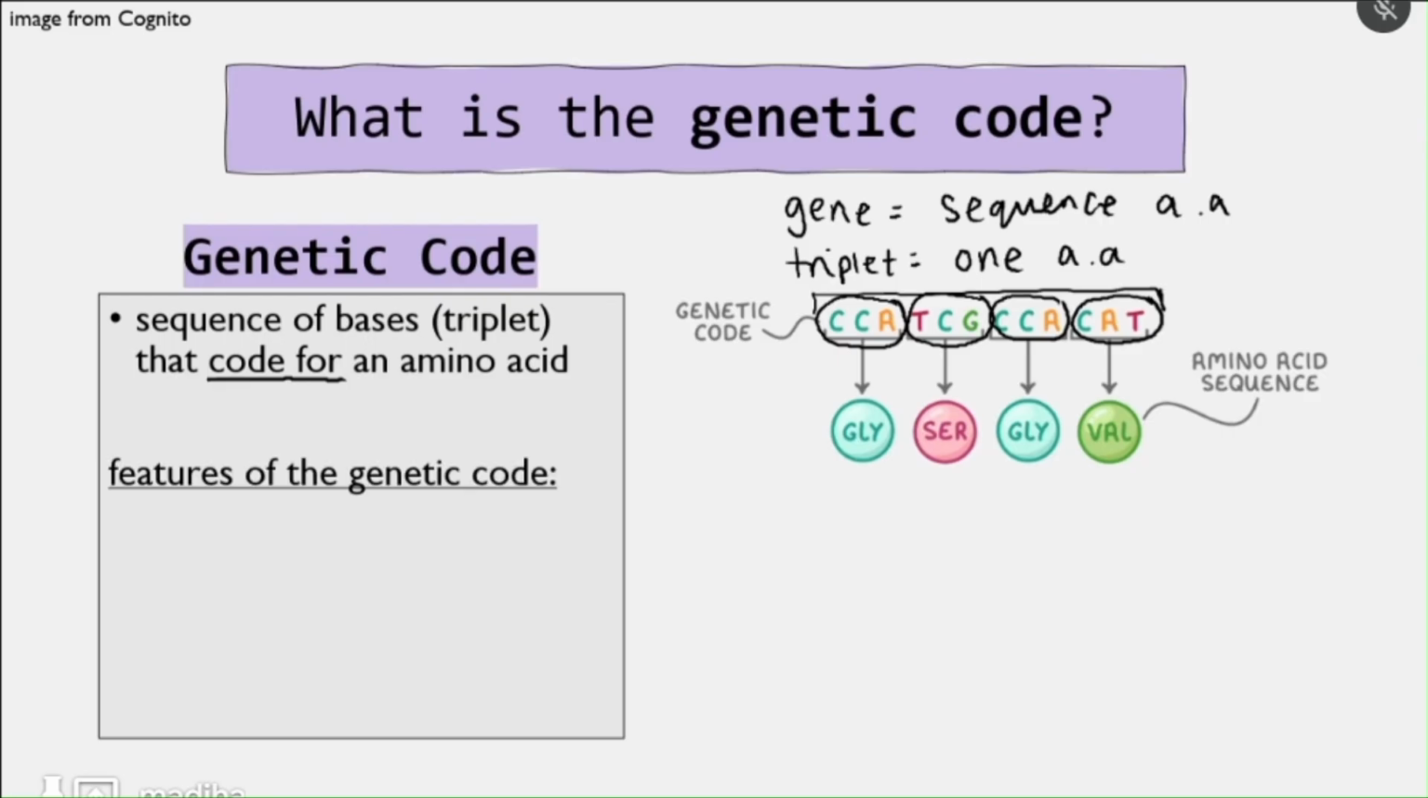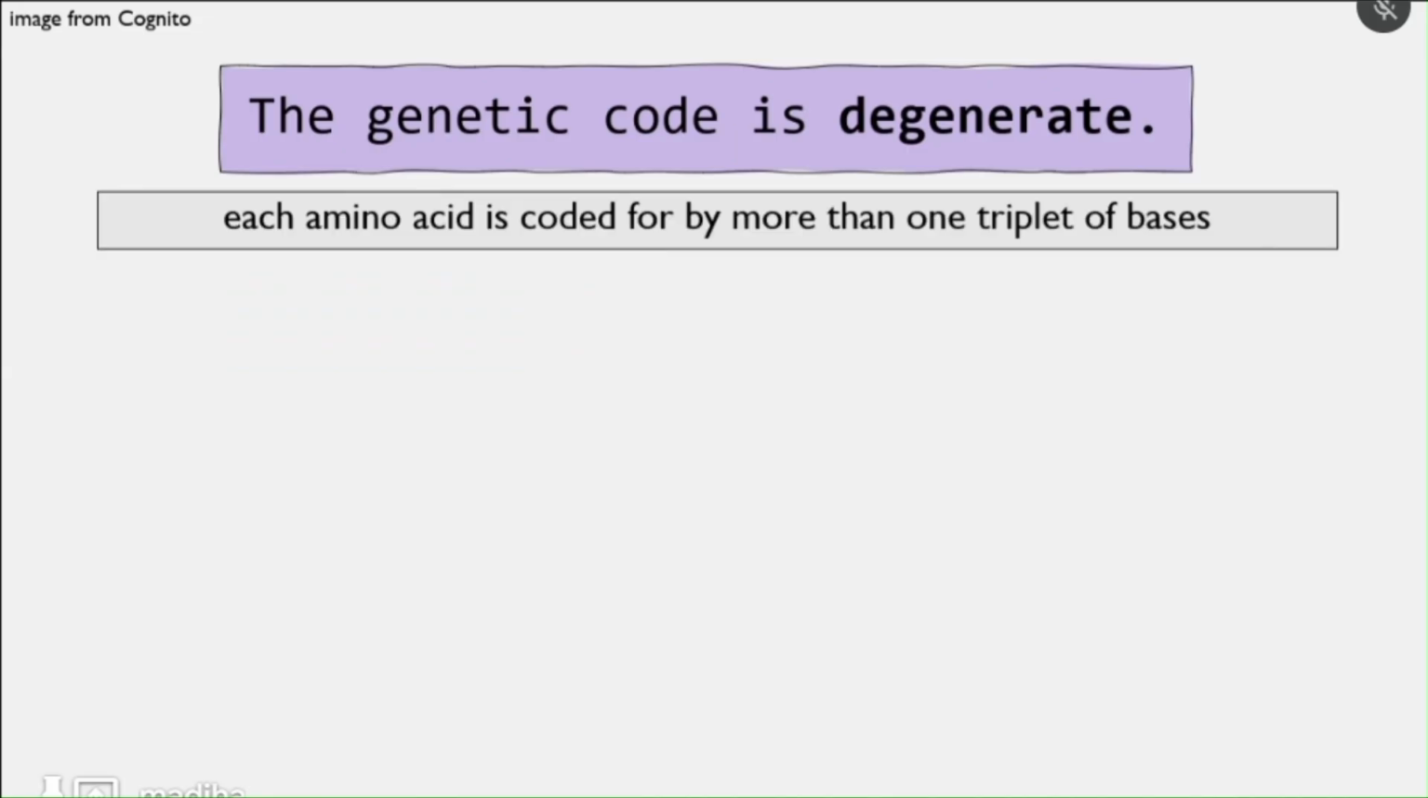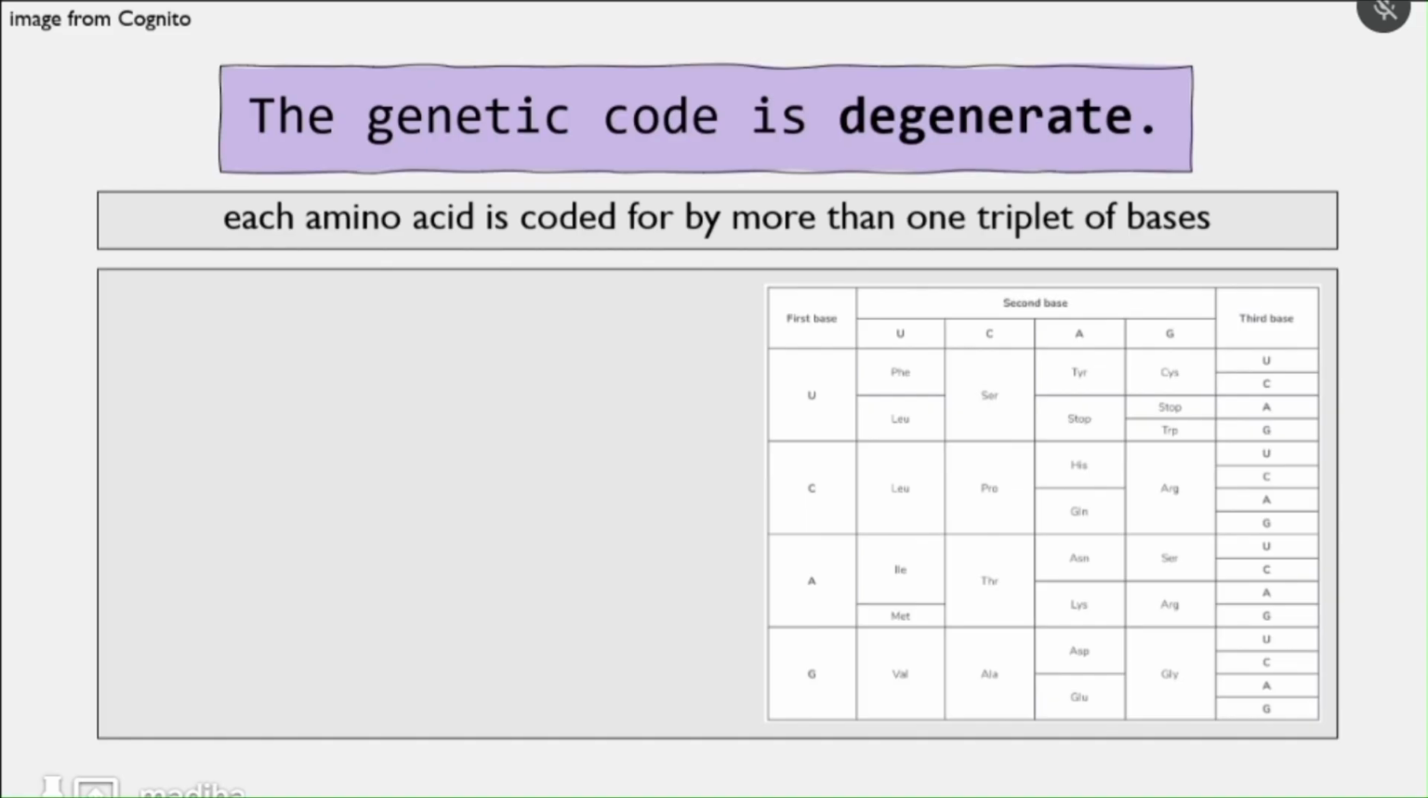So there are some features of the genetic code that we should be aware of. We can describe the genetic code as being degenerate, universal, and non-overlapping, which I'm going to go through now. So the genetic code is degenerate. What does that mean? Essentially, each amino acid is coded for by more than one triplet of bases. Let me break it down.